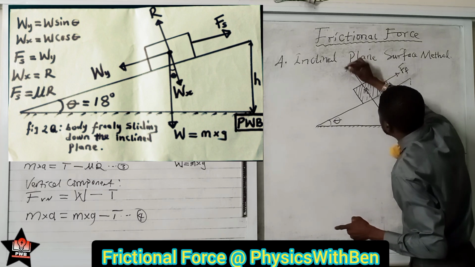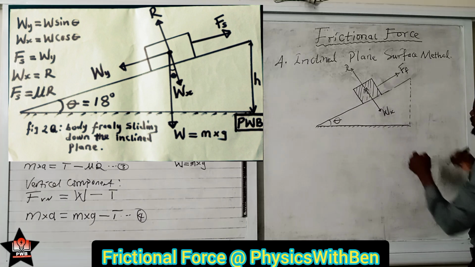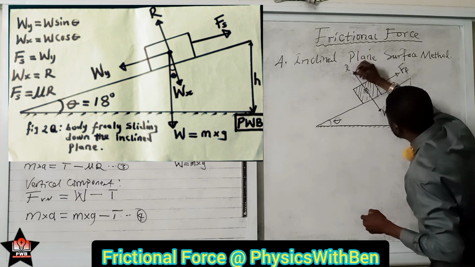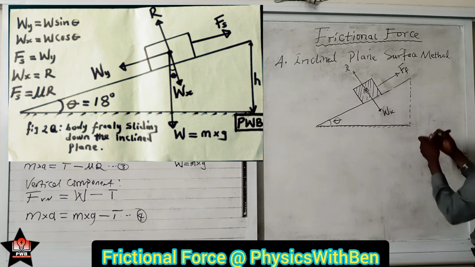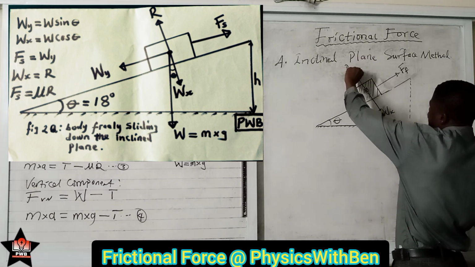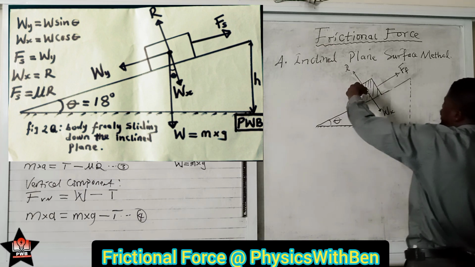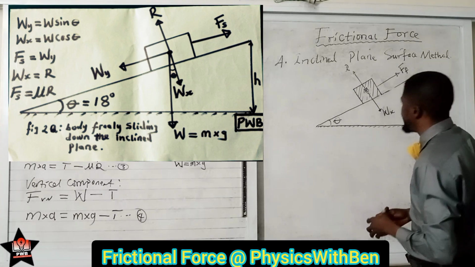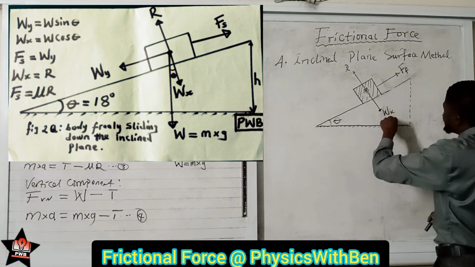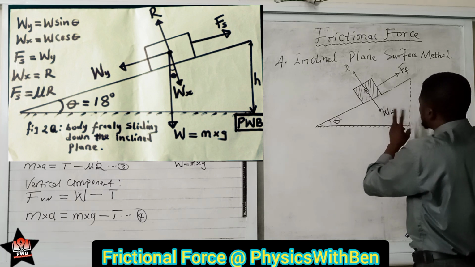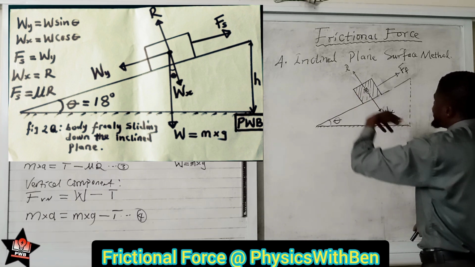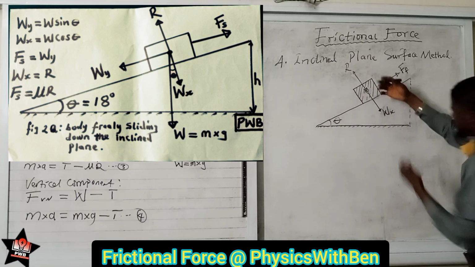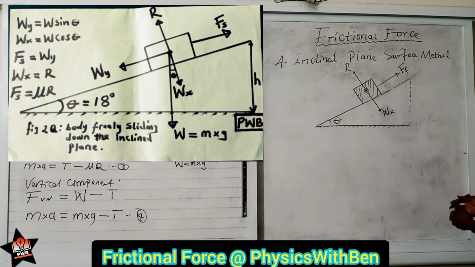The normal reaction R. Mind you, from here to here is the same as from here to here. The direction, the arrow, indicates the direction of the vector, while the length of the line indicates the magnitude of the vector. So since the horizontal component of this weight is equal to the normal reaction, then the arrows must be the same. That is the wisdom behind what I just drew here right now.